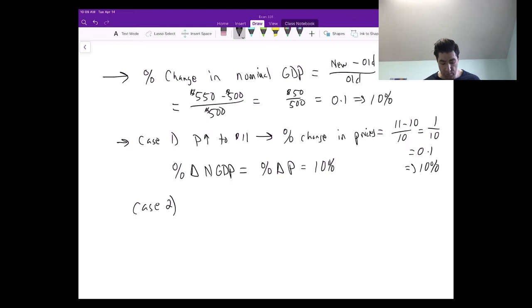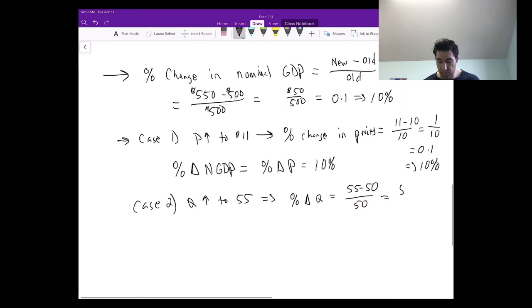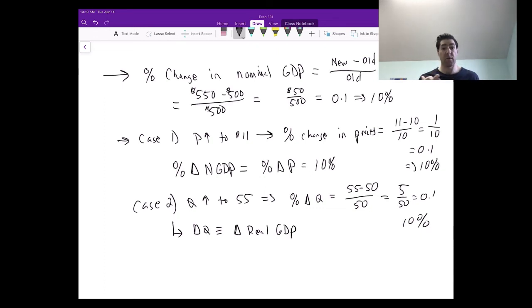Same is true in case 2. What happened in case 2 was the quantity increased to 55. Percent change in the quantity, 55 minus 50, we started with 50, is 5 over 50, or 10%. So again, the percent change in nominal GDP is the percent change in Q. And the change in Q is really the change in real GDP. That's our definition of real GDP: P times Q divided by P, nominal GDP divided by the price level, gives me real GDP. So the percent change in Q is real GDP.